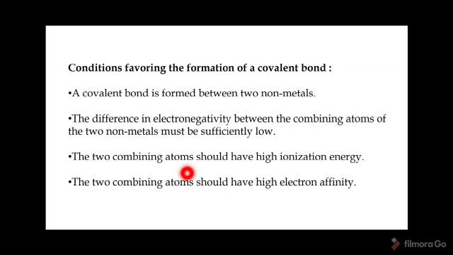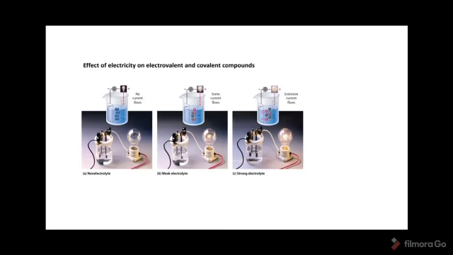The two combining atoms should have high ionization energy. Ionization energy is the energy required to remove the outermost electron. And the two combining atoms should have high electronegativity. These are the conditions favoring the formation of a covalent bond.